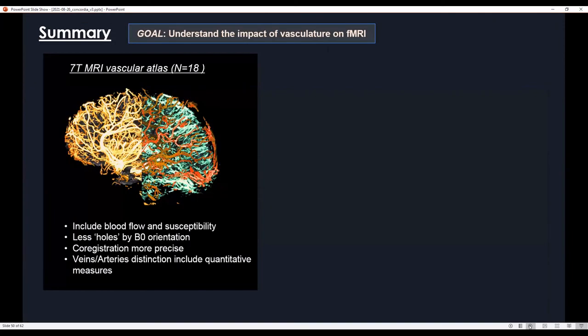So basically, in summary of all that I presented in three parts, let's say, we built a new 2.0 version of our atlas using a 7T MRI acquisition based on 18 subjects. It includes blood flow and susceptibility. We think that this map is more accurate than what we had before. We think that we improved the quality of the QSM and time-of-flight mapping using a clever approach of multi-echo time-of-flight. And we're happy to provide this atlas as soon as the paper is published.